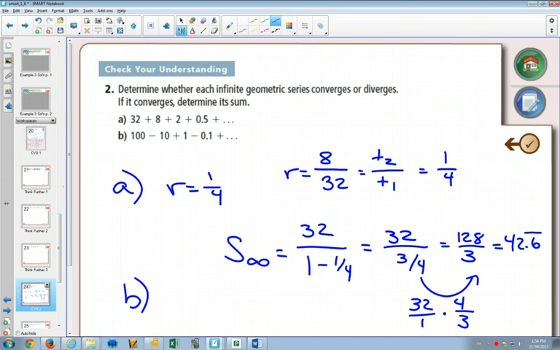If I wanted 1 subtract 1/4 to get 3/4, how do you add and subtract fractions? You need a common denominator, so I changed the 1 to 4 over 4 minus 1 over 4, and that gave me 3 over 4.